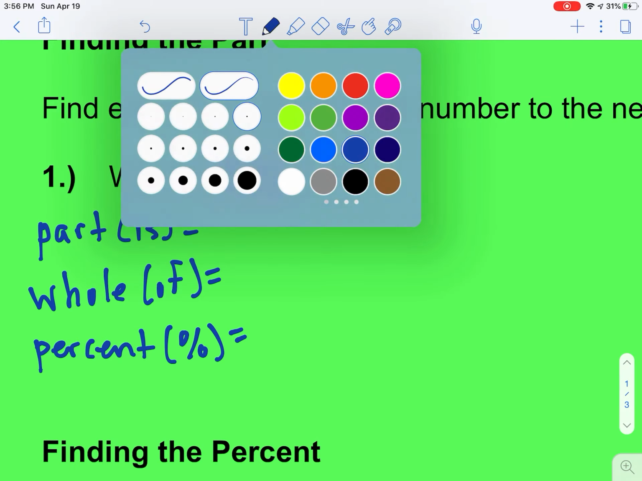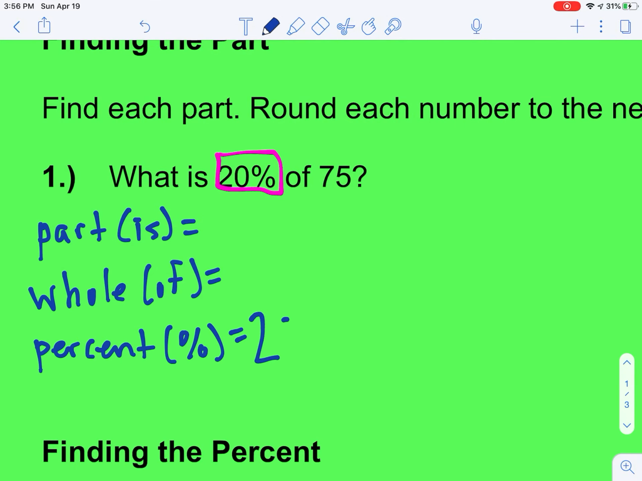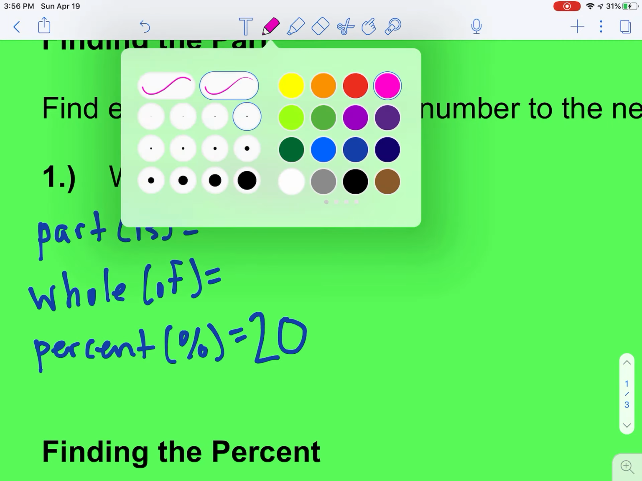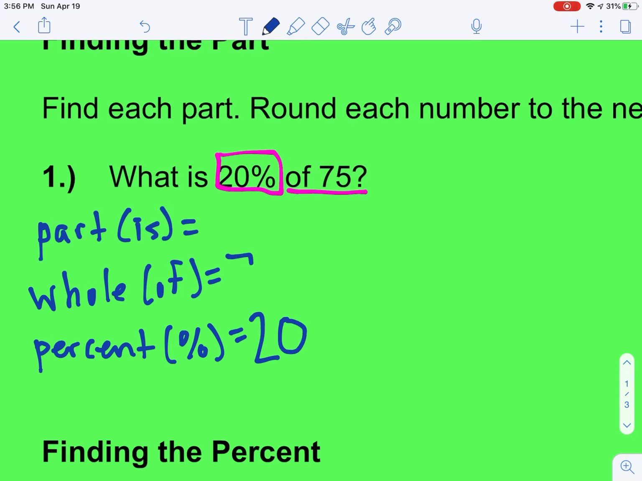So I'm going to go ahead and write that down where I wrote my percent. Now the next thing I notice is it says of 75. So what is 20% of 75? So the of 75 is going to be my whole. And I'm using the word of to help me with that. I'm looking for the part. So that's going to be my variable.